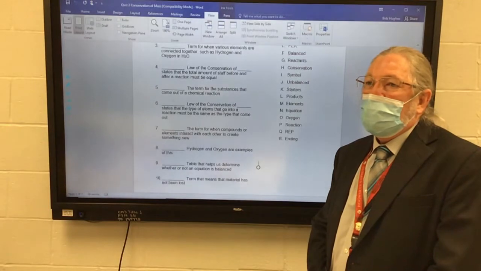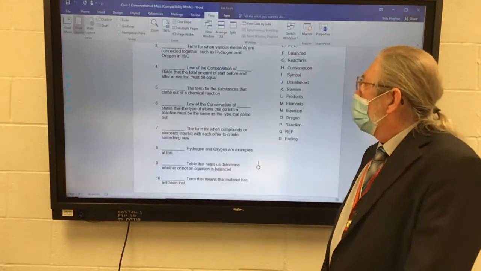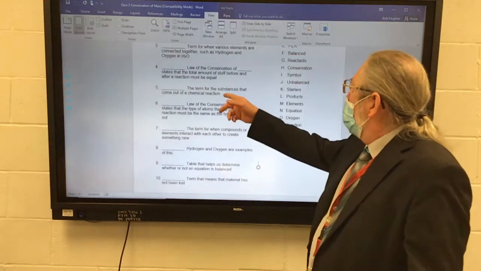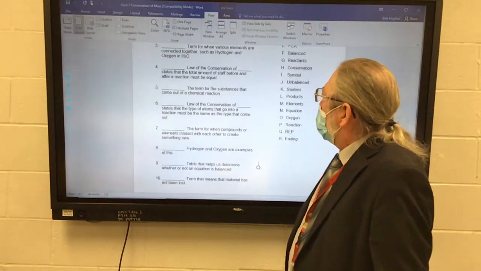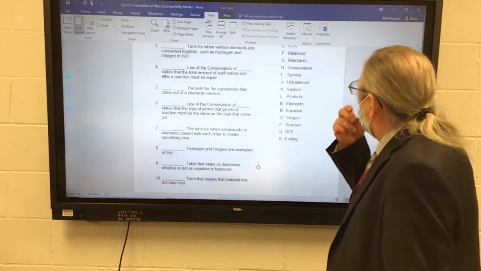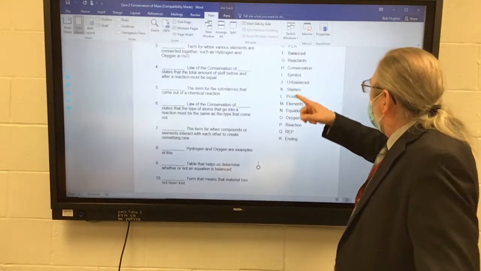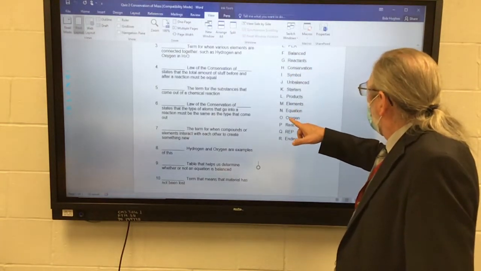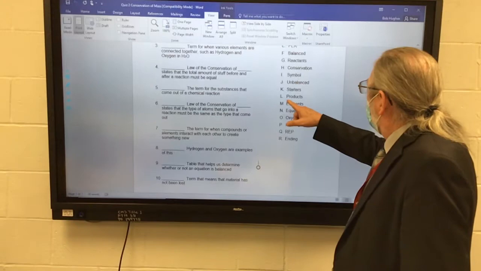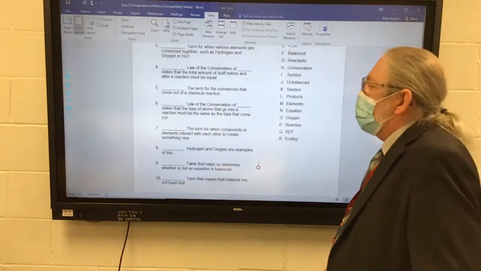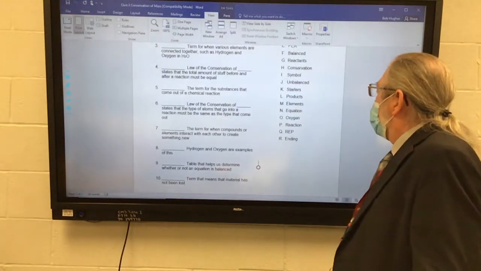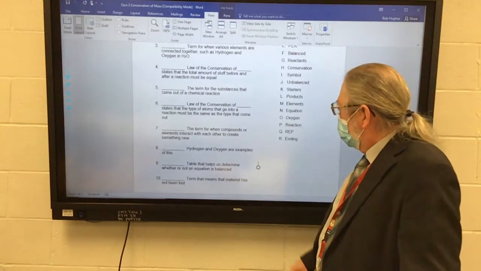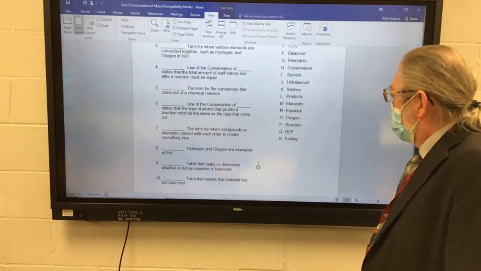Can you read number 5 one more time? Number 5: the term for the substances that come out of a chemical reaction. Is that called a reactant or is that called a product? So that would be G or L. It comes out. Think of that table that we just did for number 9.